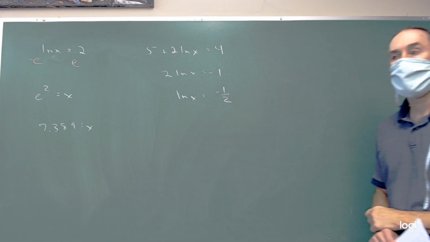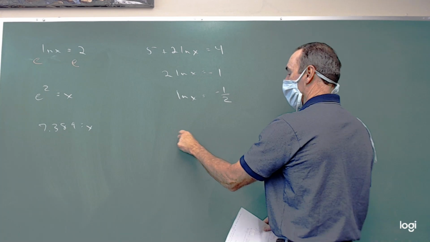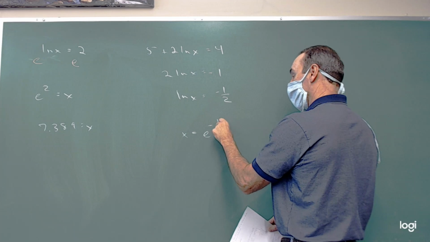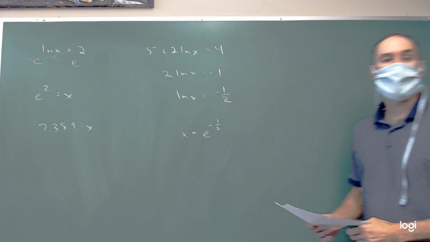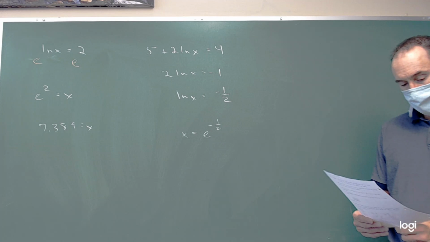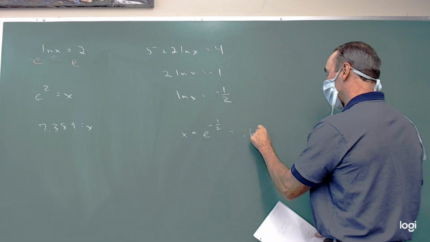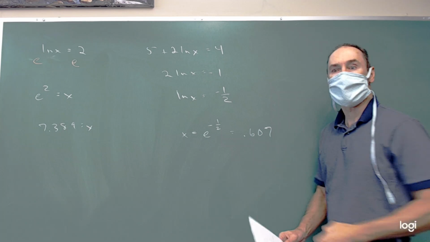And then, like we said, there are 2 ways you can think of it. Yeah, and that would be the exact answer. We just leave it as e to the -1/2. Or if you throw it into your calculator, 0.607. So either of those would be okay.